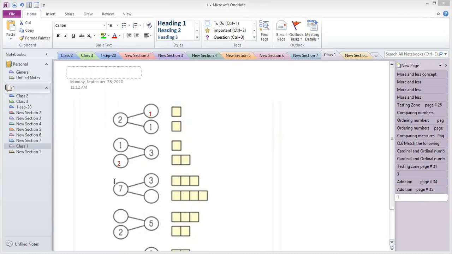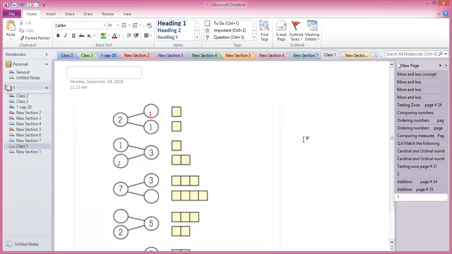Please tell me what number should I write here? 7 is the total, 3 is part 1. Tell me part 2. In part 2, what should I write? 4. Why 4? Check. Because when you subtract 3 from 7, you will get 4, and 3 plus 4 is 7. 7 minus 3 equals 4. Very good.